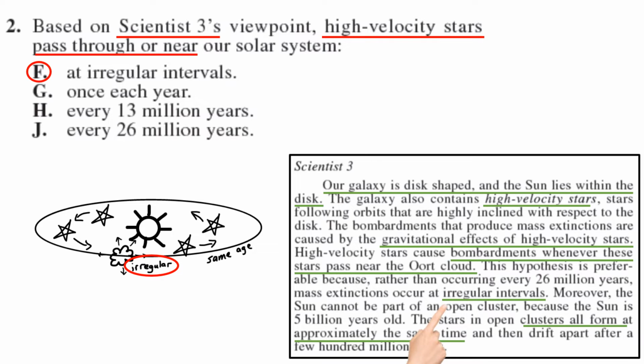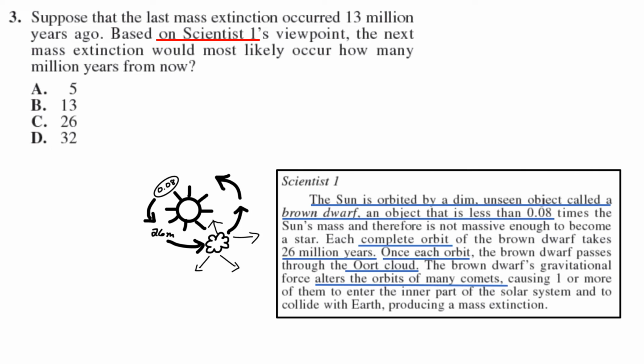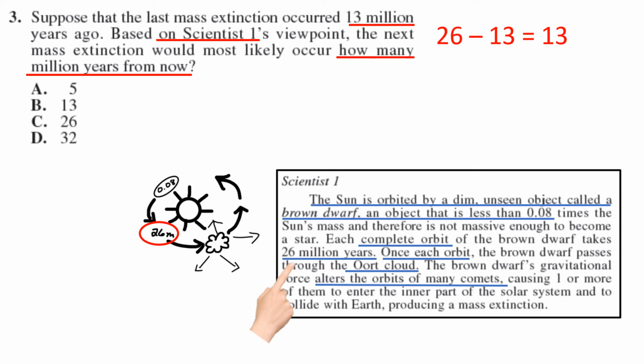Number 3, suppose the last mass extinction occurred 13 million years ago, based on scientist one's viewpoint, the next mass extinction would likely occur how many years from now? Well, every 26 million years it passes through the Oort cloud. So if it passed through 13 million years ago, it's going to be another 13 million years. So B.